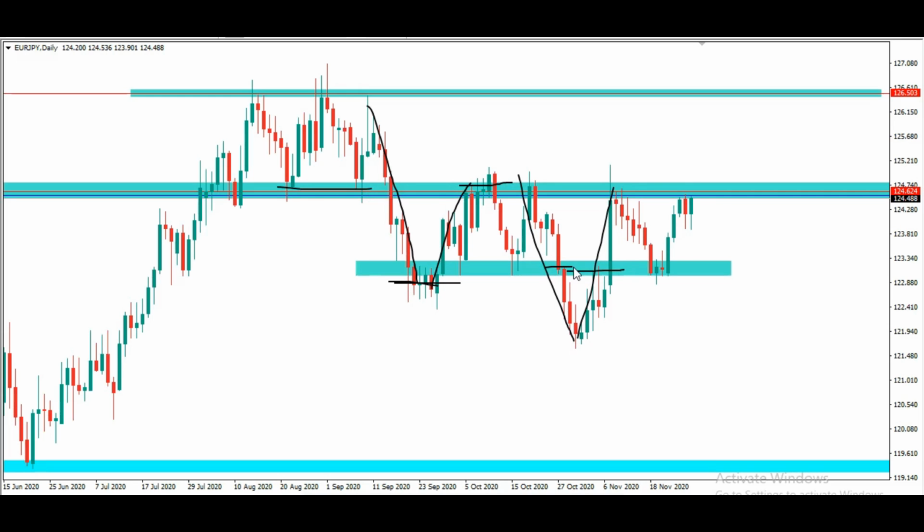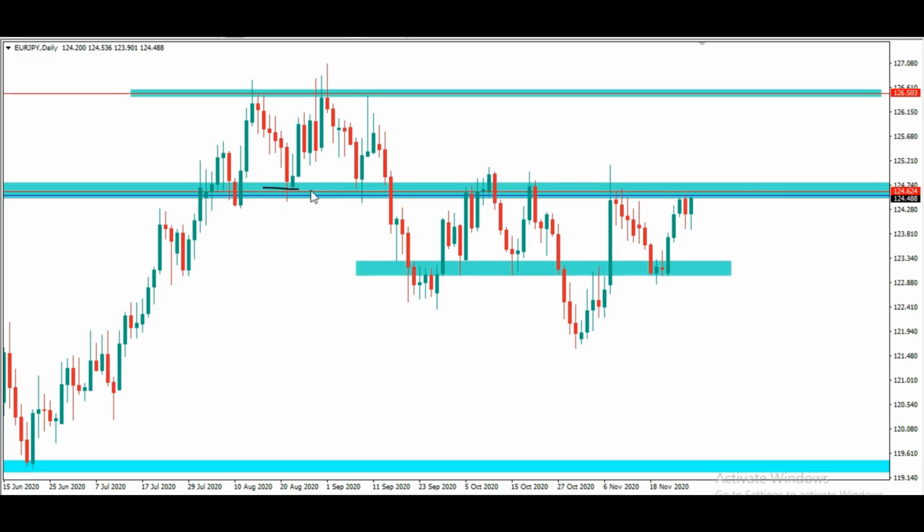This break here was a false break, and then after that we had the price retest this area, that's this previous area of support right here. We had the price retest that area once again as support, which ended up forming this inverse head and shoulders pattern right here. So now the neckline of that inverse head and shoulders is still intact right here. You can see that that's also a very strong horizontal level of structure in the market.